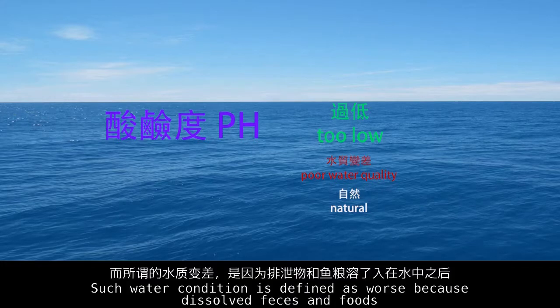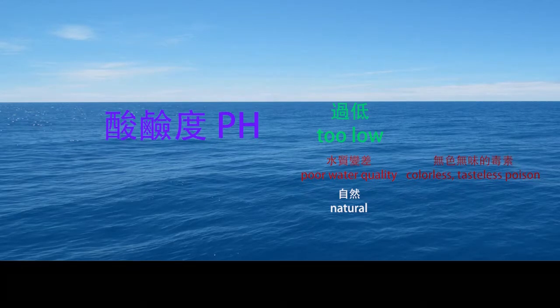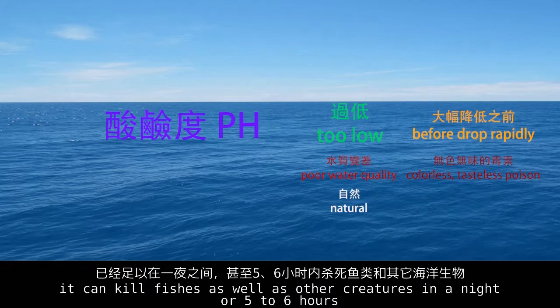Such a water condition is defined as dirty, because dissolved fins and foods produce a colorless and tasteless poison, which is deadly to marine creatures. Before the poison concentration is enough to decrease the pH value, it can kill fishes as well as other creatures in a night or 5 to 6 hours.